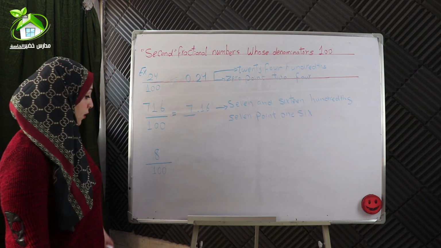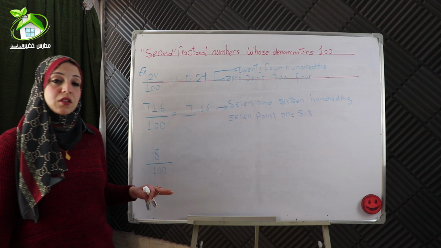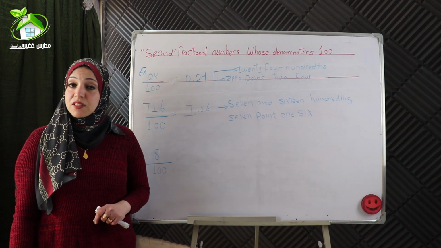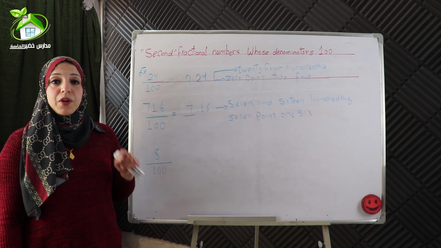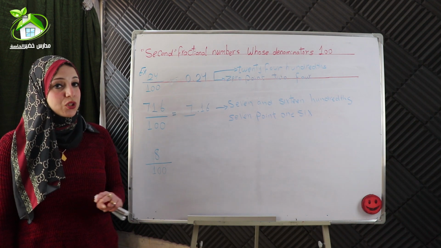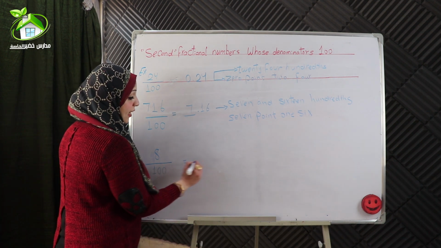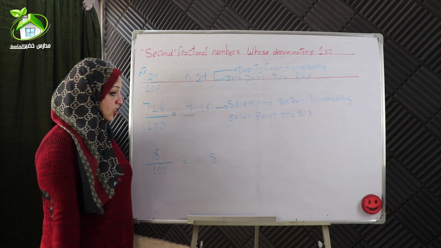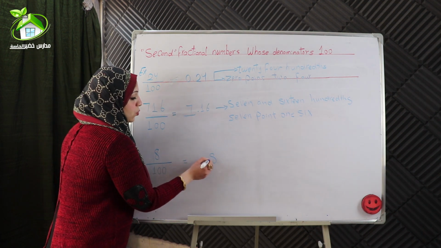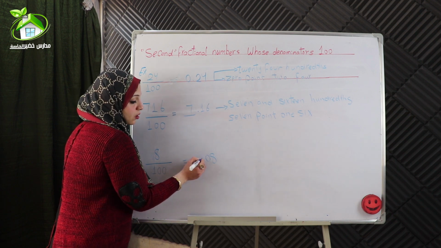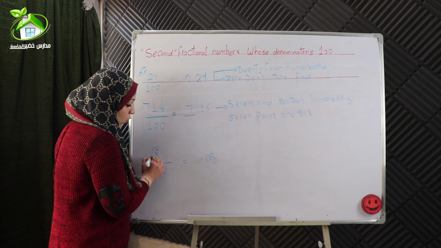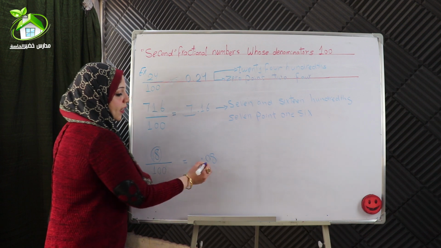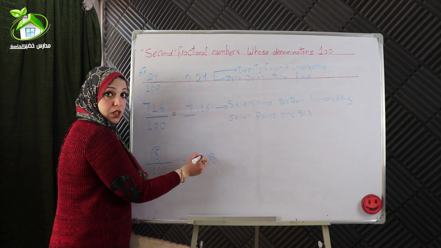The last example, 8 over 100. How can I convert this fraction into a decimal number? By putting a decimal point after 2 digits from the right. 8, the first digit. I haven't any digits, so I can write 0 and put the point. I have only one digit, so I can write 0 and put the point.